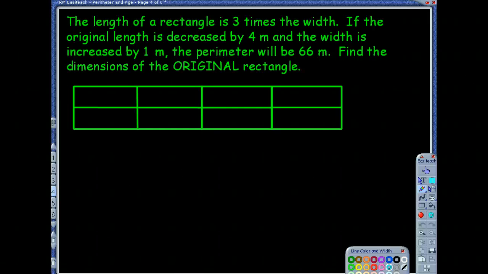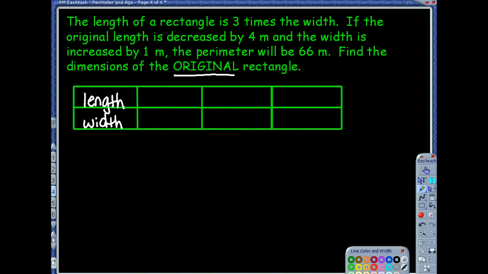Okay, this next problem, if you notice there's some words in all caps, and that's kind of important. We'll get there in just a second. It says the length of a rectangle is 3 times the width. If the original length is decreased by 4 meters and the width is increased by 1 meter, the perimeter will be 66. Find the dimensions of the original rectangle. So that right there is a key word, the original rectangle. Now we're still comparing the length and the width.